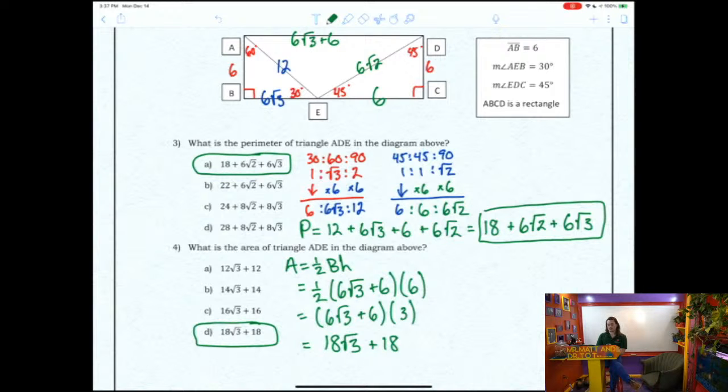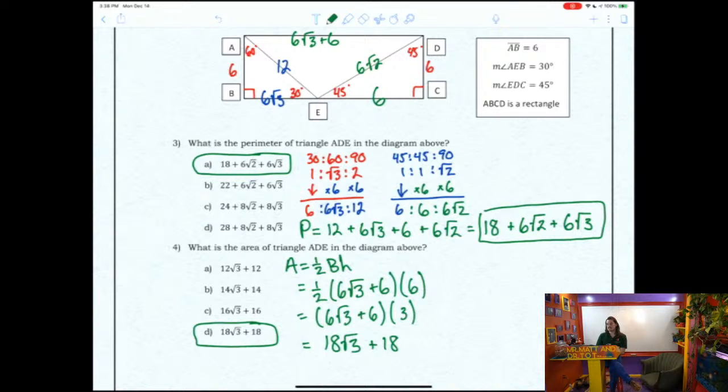6 times root 3 is 6 root 3. 6 times 2 is 12. So the side length that's opposite the 60-degree angle measure is going to be 6 root 3 units long. The hypotenuse of triangle ABE, opposite the 90-degree angle measure, is going to be 12 units long.